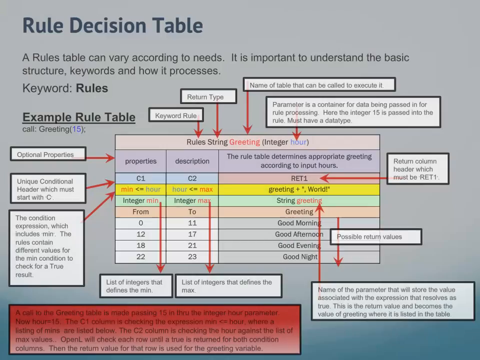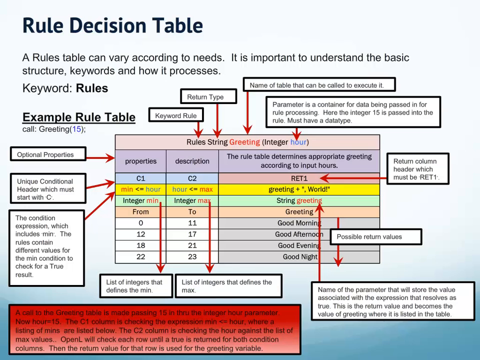So now this is a different type of table. This is called a rule decision table, and you're going to use this when you have more complex rules than will be allowed by using the simple rules decision table. You're first really going to need to understand the structure and the syntax of this table in order for the rule to process correctly. So we'll start off by talking about the header.